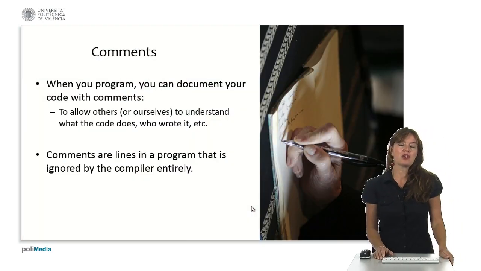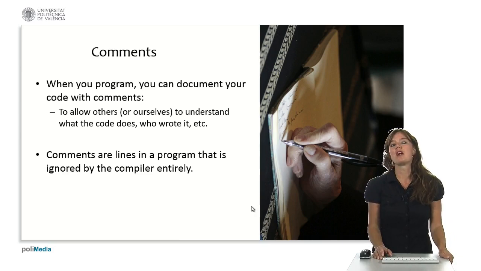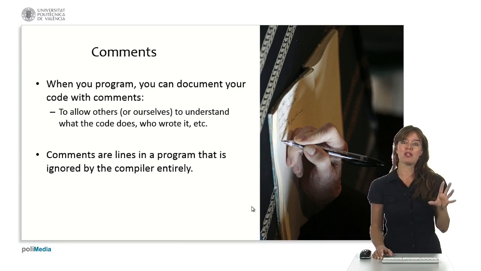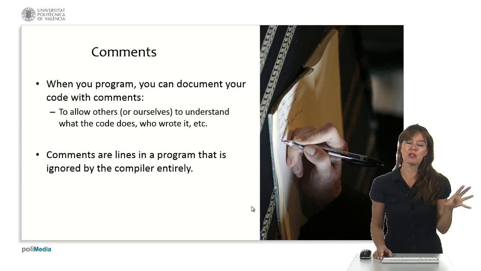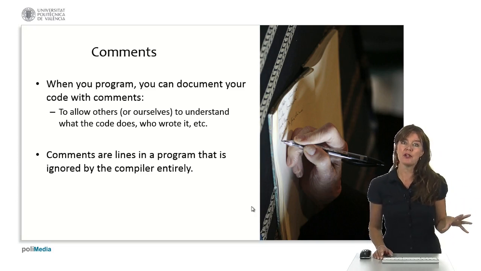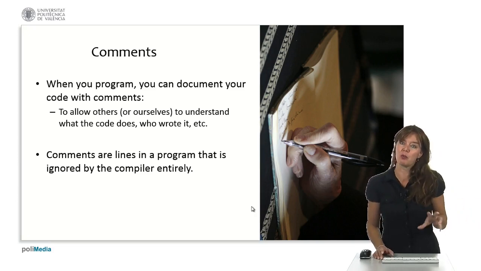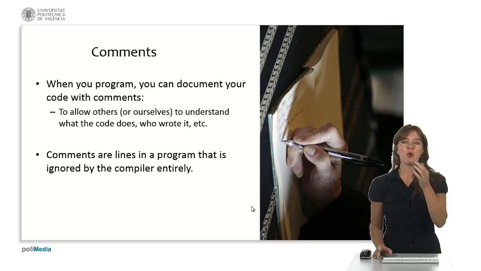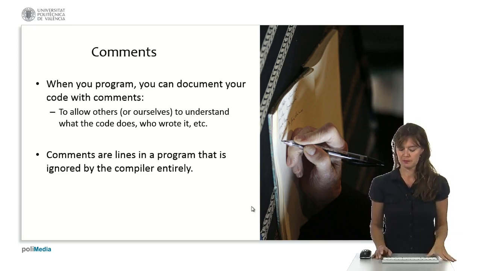So let's look at some other things we need to know when we're programming. For example, comments. When you program, you can document your program with comments. Comments are important because if you explain in your comments what the code does, this allows others or yourself to understand what the code does, who wrote it, when you wrote it, and why you wrote it. So comments are lines in programs that are ignored by the compiler entirely.